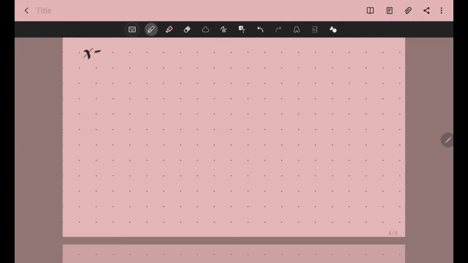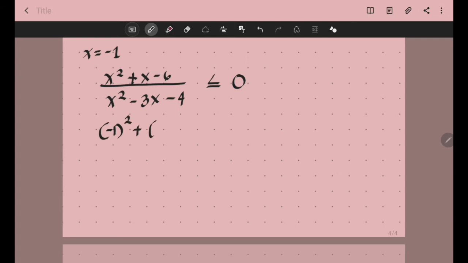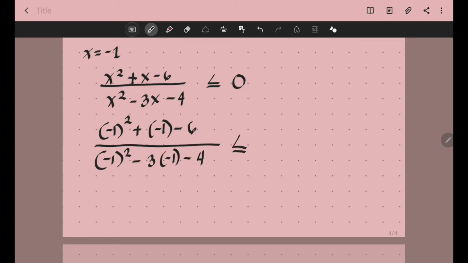So if x is negative 1, does it satisfy the original rational inequality? So we have again x squared plus x minus 6 all over x squared minus 3x minus 4 is less than or equal to 0. Now let us substitute negative 1. So we have negative 1 squared plus negative 1 minus 6 all over negative 1 squared minus 3 multiplied by negative 1 minus 4. Is it less than or equal to 0?